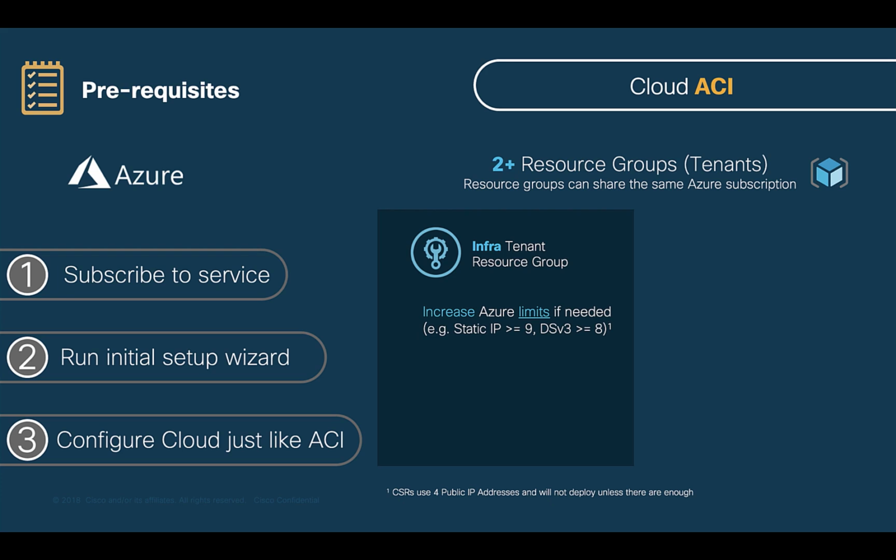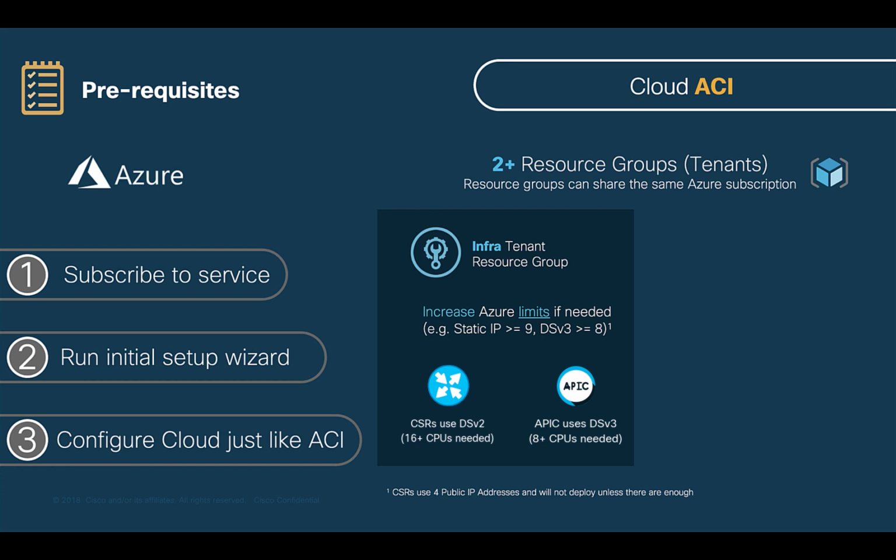However, the default virtual CPU limits may need to be increased. This is because CSR uses multiple D-series VMs based on the bandwidth you choose. And APIC uses the D-series V3 with at least 8 virtual CPUs to deploy.